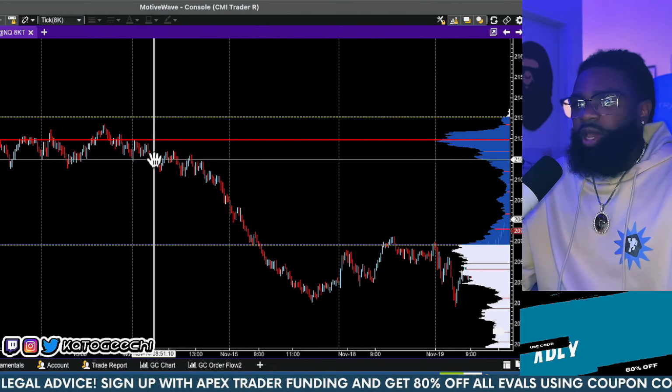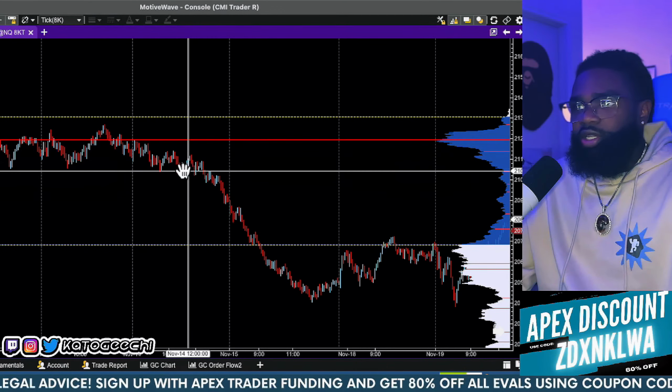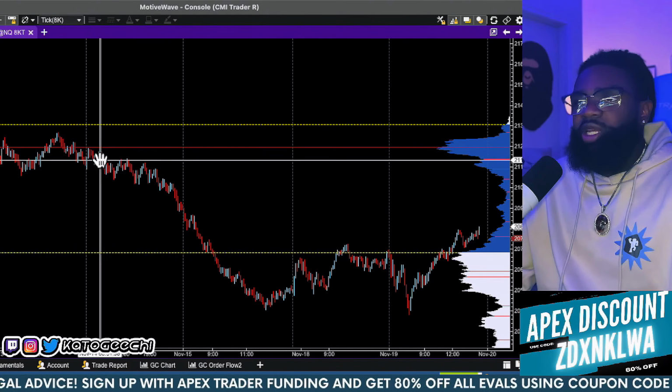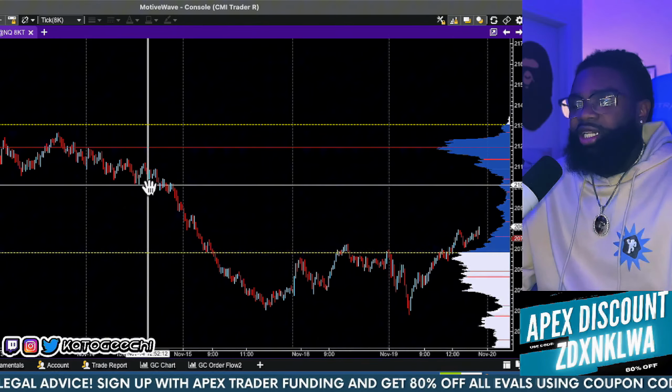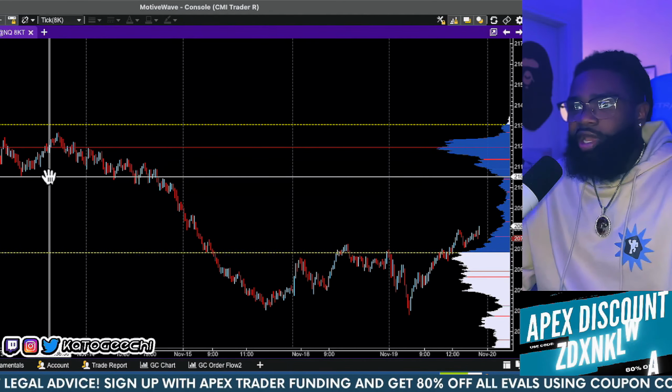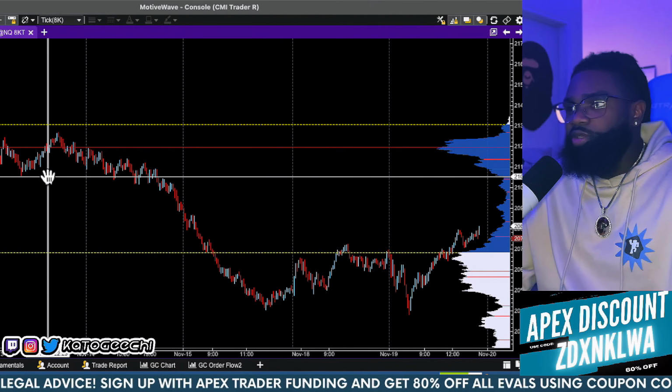So once we get away from that VPOC, you see we start getting a little motion here. We're getting a little motion. Once you start moving this way, it's becoming an imbalance to the downside. So the sellers have officially started taking over. I like to think once we break this here, right?